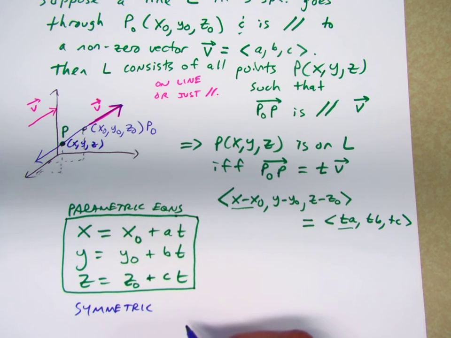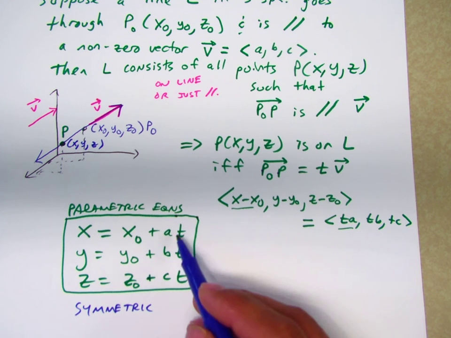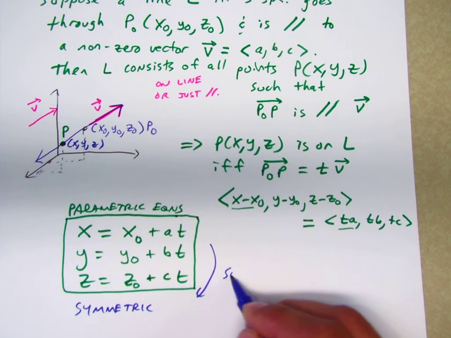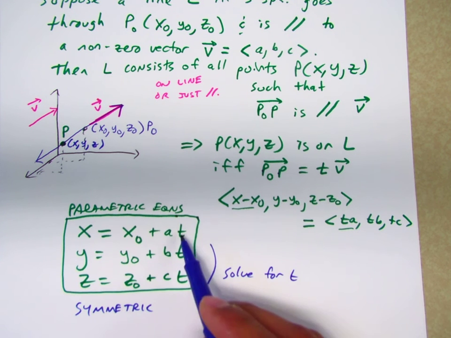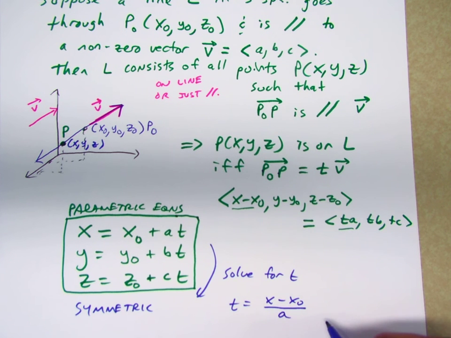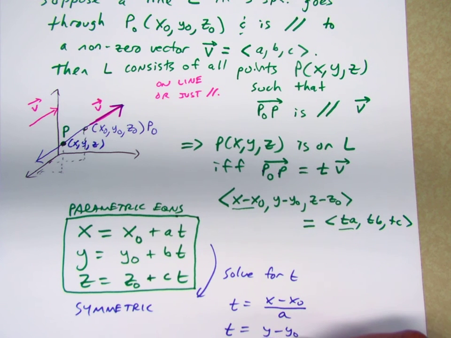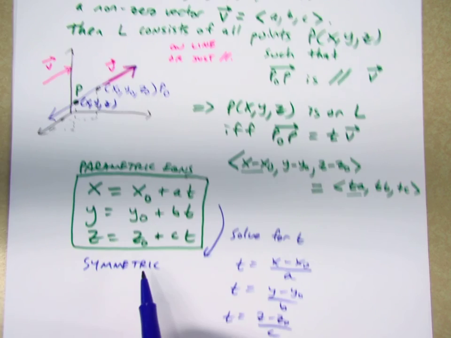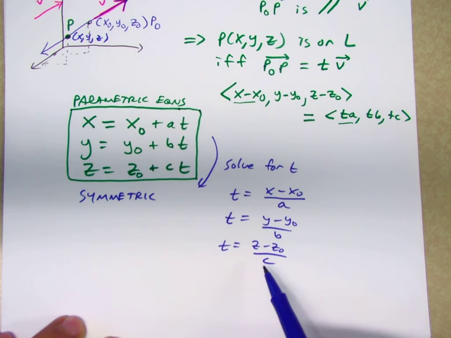Symmetric equations would then be, if you imagine solving for t. If you solve for t, you get t equals x minus x naught over a, y minus y naught over b, and z minus z naught over c. You guys see how I'm getting that, right?